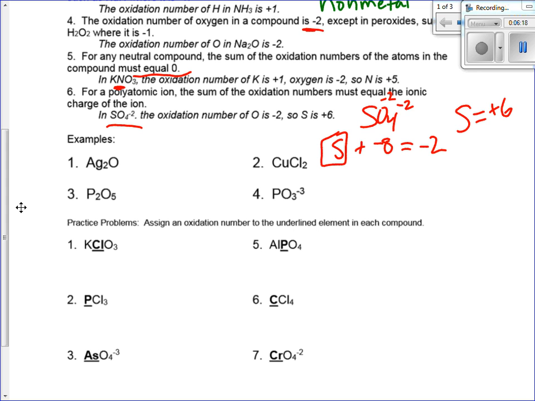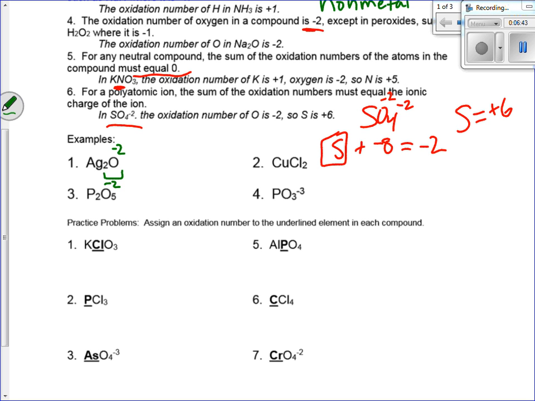So, number 1, silver oxide. What's oxygen's charge always? Oxygen's charge is always a -2. So what I do is I just put it up here so I can figure everything out. Now, that means this side of the molecule is worth a -2. Or this side of the, this is a formula unit because it's an ionic compound.